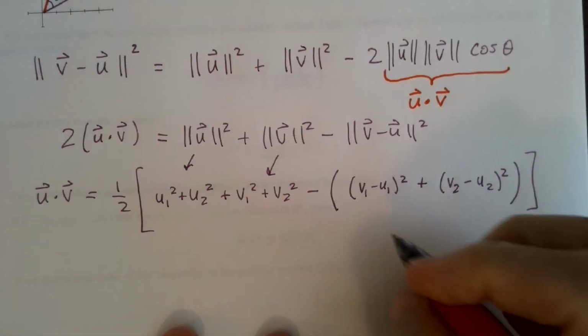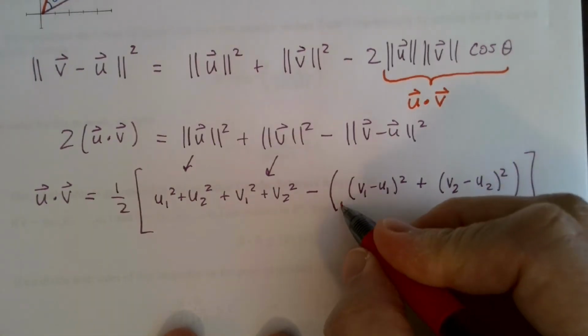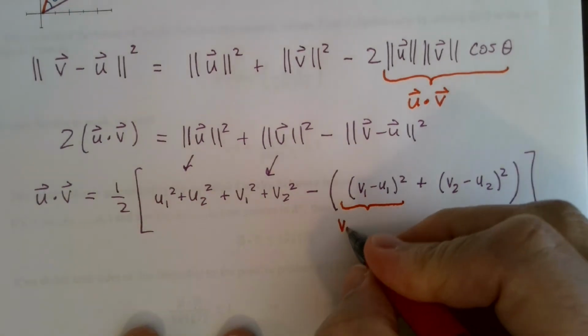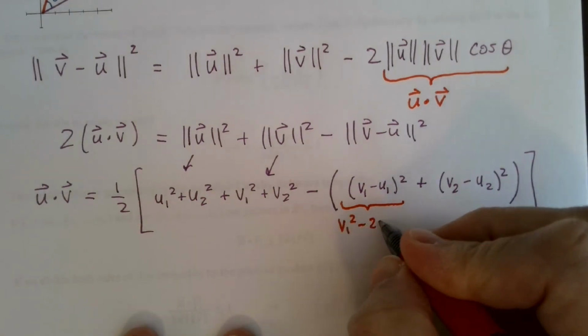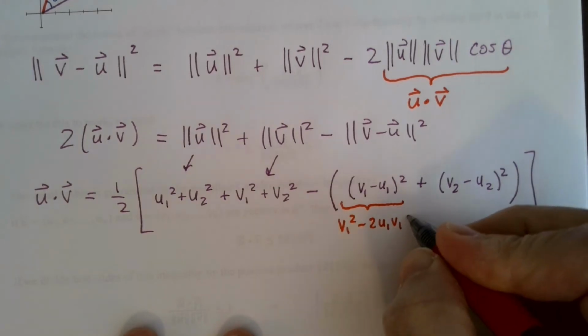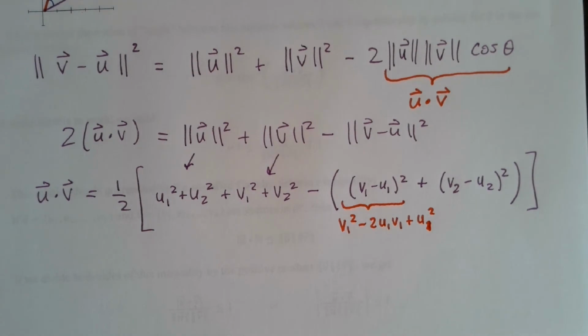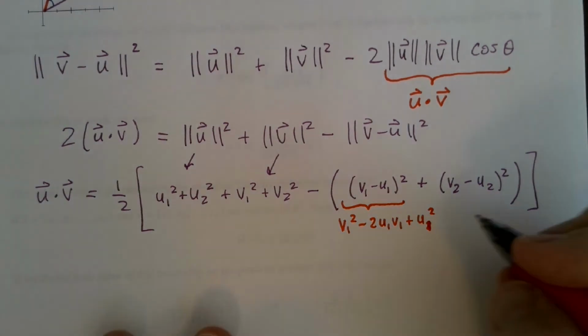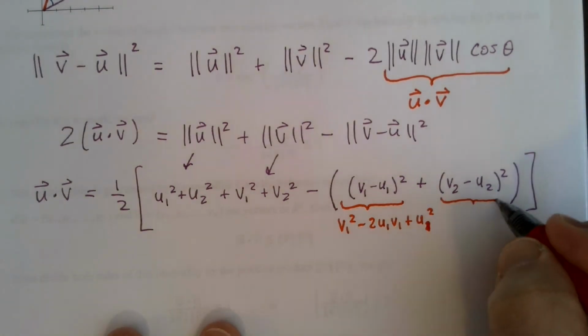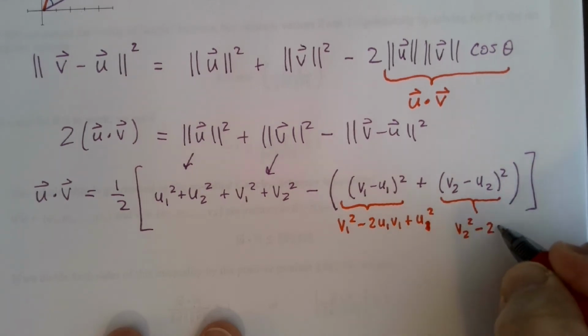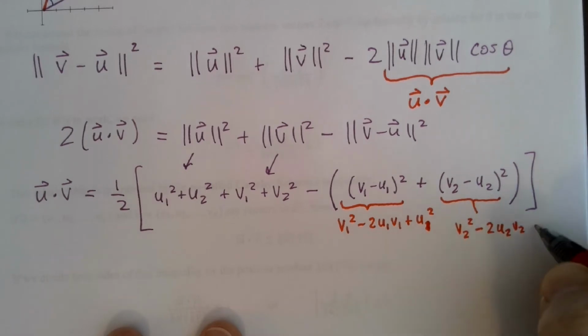Now, a little algebra here. Let's square this. So remember how to do that. I hope you do. Make sure you realize that is not v1 squared minus u1 squared. That is v1 squared minus 2 u1 v1 plus u1 squared. Okay, and then this, similarly, is v2 squared minus 2 u2 v2 plus u2 squared.